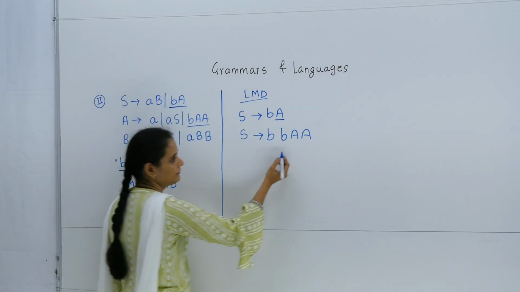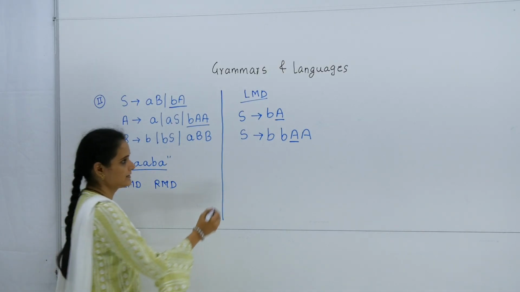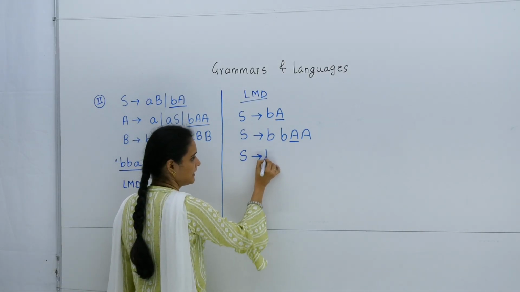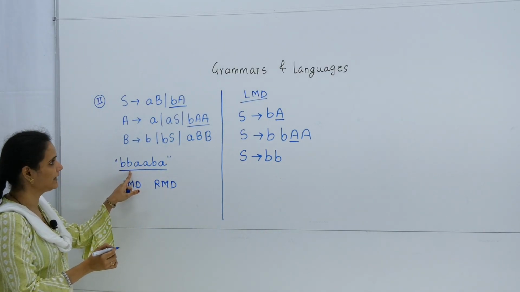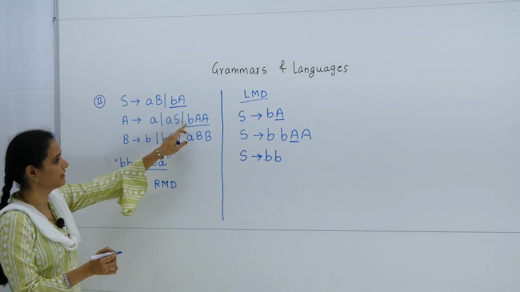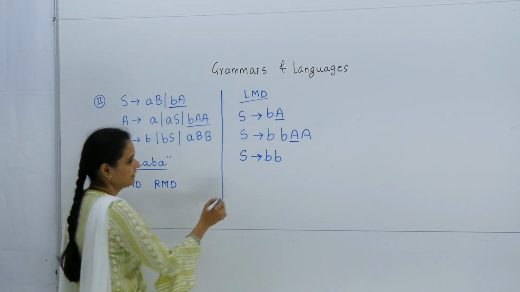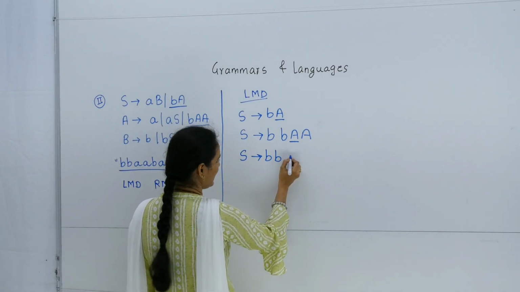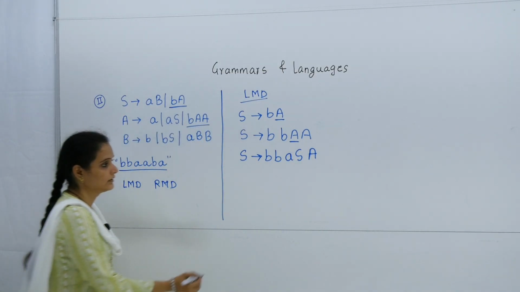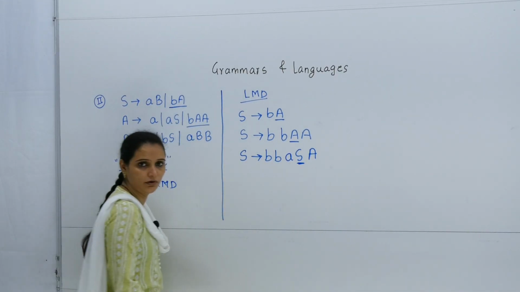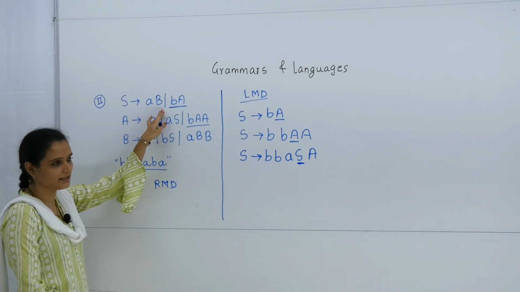Okay. Now which is the leftmost non-terminal? That particular capital A. See here, S produces BB. First two symbols we have obtained. Now that A can be replaced by either A, AS or BAA. So here we can replace that A by, suppose, AS and A as it is. The leftmost non-terminal is S now. That S can be replaced by using either AB or BA.